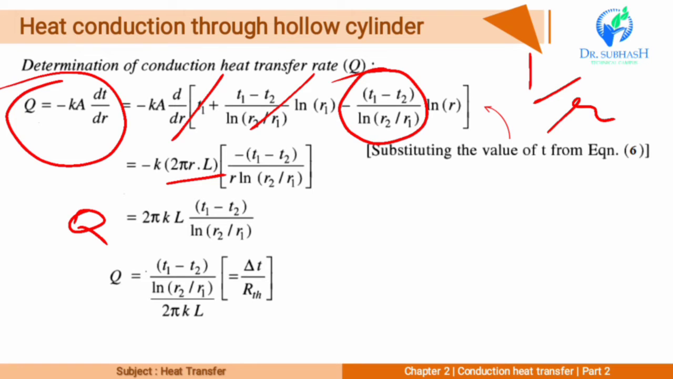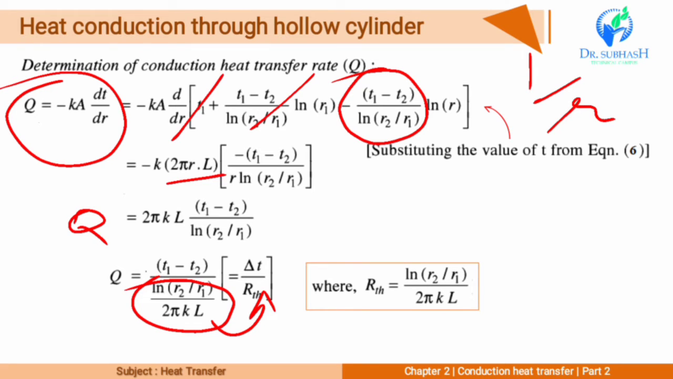Here, by rearranging, we get Q is equal to (T1 minus T2) upon ln(R2 by R1) upon 2 pi KL. ln(R2 by R1) upon 2 pi KL is a thermal resistance. So R_TH is equal to ln(R2 by R1) upon 2 pi KL. Like in a plane wall, the thermal resistance is L by K. In case of a hollow cylinder, the thermal resistance is ln(R2 by R1) divided by 2 pi KL.